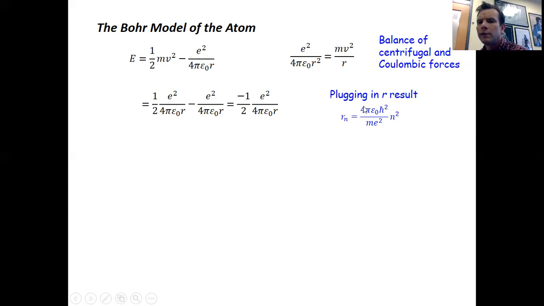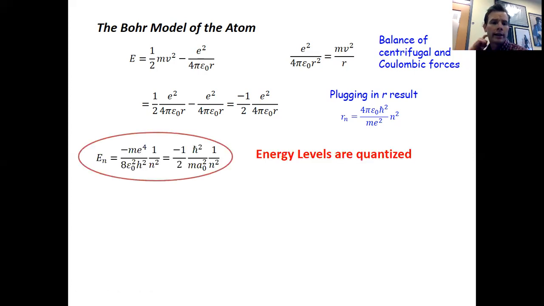He then took his previous result for r and plugged that into this expression. And if you do all of that and cancel everything, here's what you end up with. E sub n equals a bunch of constants times 1 over n squared. You can also write these constants in terms of h bar squared over m a naught units. The critical thing here is that Bohr is predicting that the energy levels are quantized. So the orbits are quantized and the energy levels are quantized.